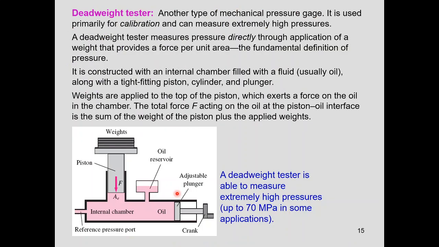Okay, that's all. Okay, one more is the dead weight tester. So the dead weight tester is another type of mechanical pressure gauge. It is used primarily for calibration and can measure extremely high pressure. Okay, because for this one, it uses the oil as the material, and then the pressure will move the plunger here, and then as it moves the plunger, it also moves the piston on the other side, and then we can determine the pressure at the place. The dead weight tester can be used for high pressure measurement, but it is not so sensitive for the low pressure case.